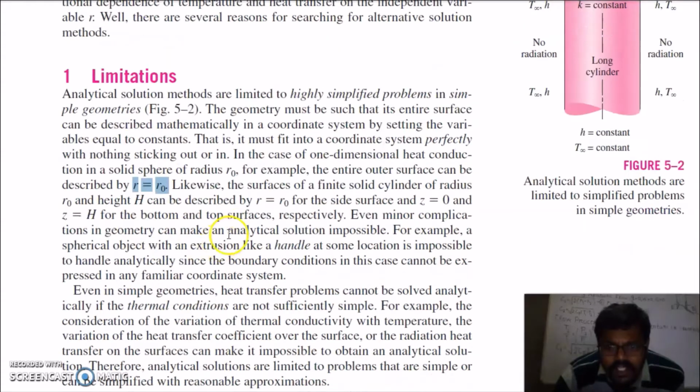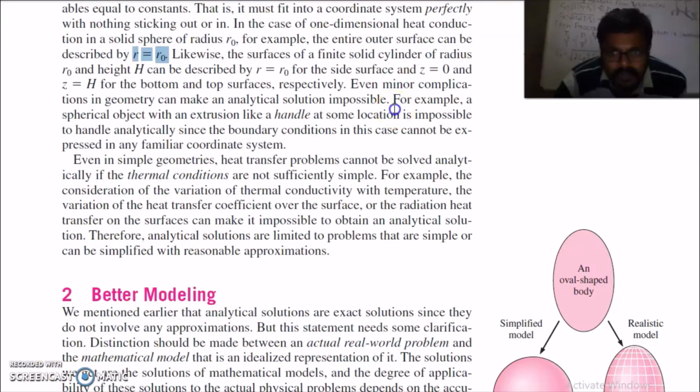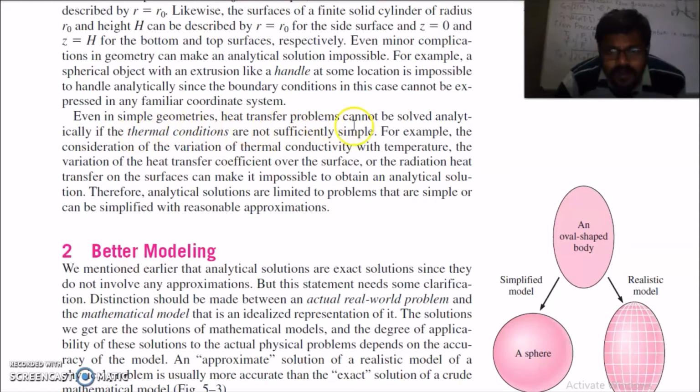But in actual cases, geometry involves a number of parameters. Take for example a spherical object with an extrusion like a handle at some location. It is impossible to handle analytically, since the boundary condition in this case cannot be expressed in any familiar coordinate system. So even in simple geometries, heat transfer problems cannot be solved analytically if the thermal conditions are not sufficiently simple. For example, the consideration of variation of thermal conductivity with temperature, the variation of heat transfer coefficient over the surface, or radiation heat transfer on the surface can make it impossible to obtain an analytical solution.